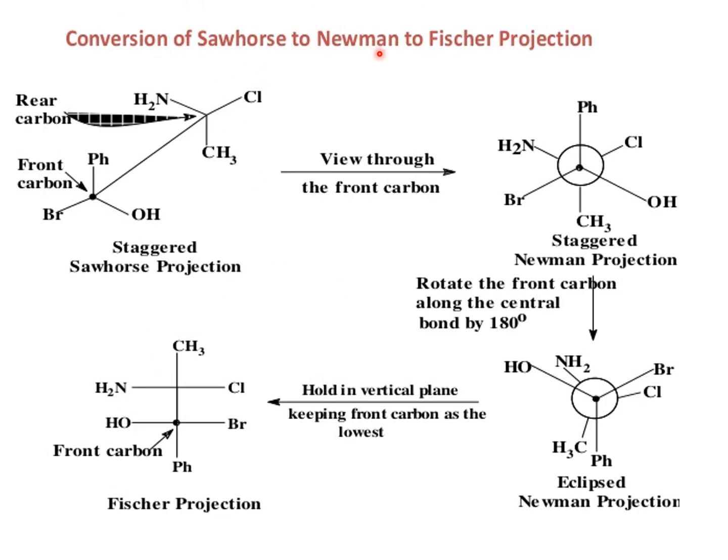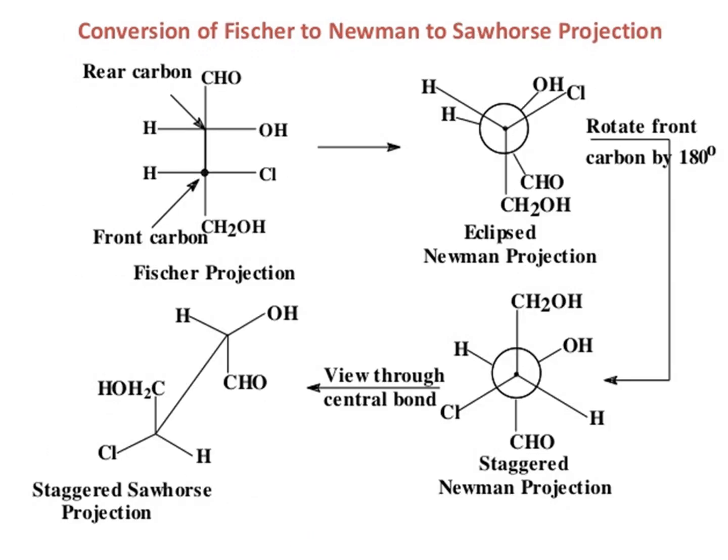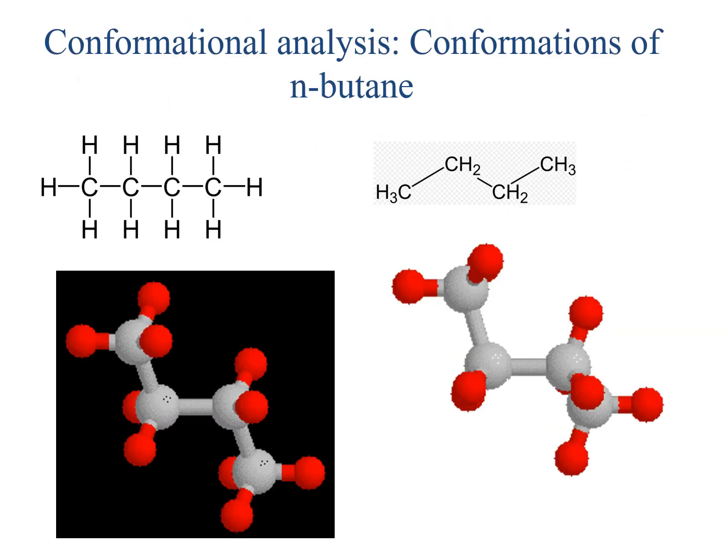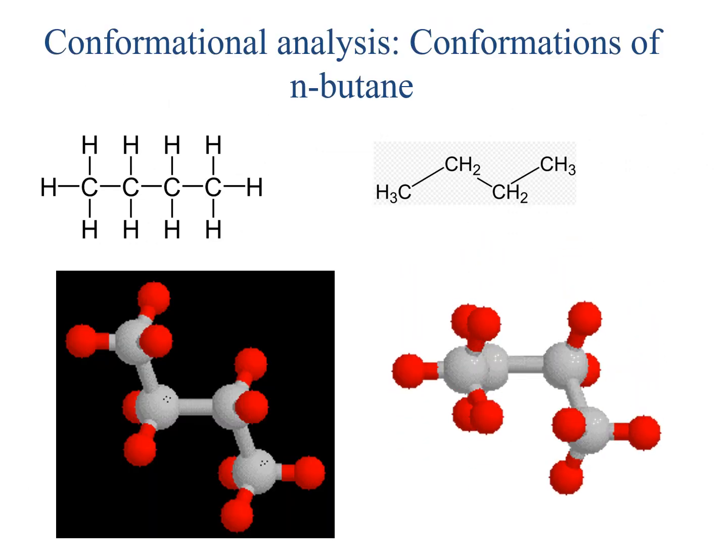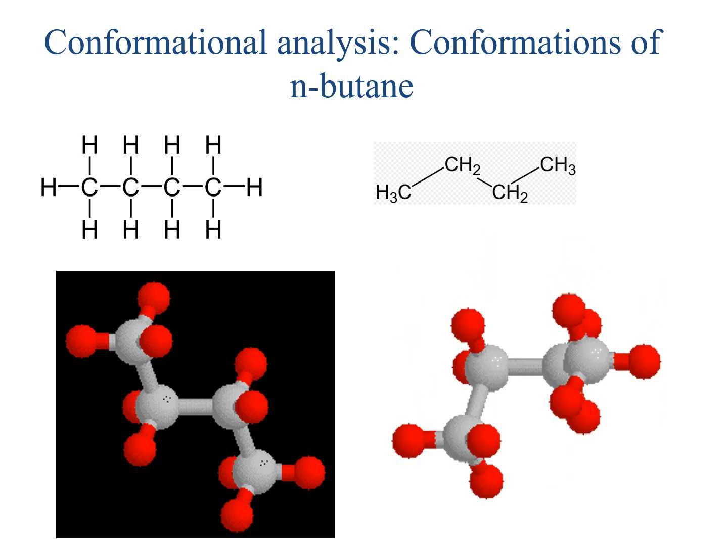Then how to convert Sawhorse to Newman, then Newman to Fischer. If you apply all the earlier rules, then you will end up with all the three. Whichever is required, that can be obtained. Then Fischer to Newman, then Newman to Sawhorse. Just for practice only. The important one is the conformational analysis.